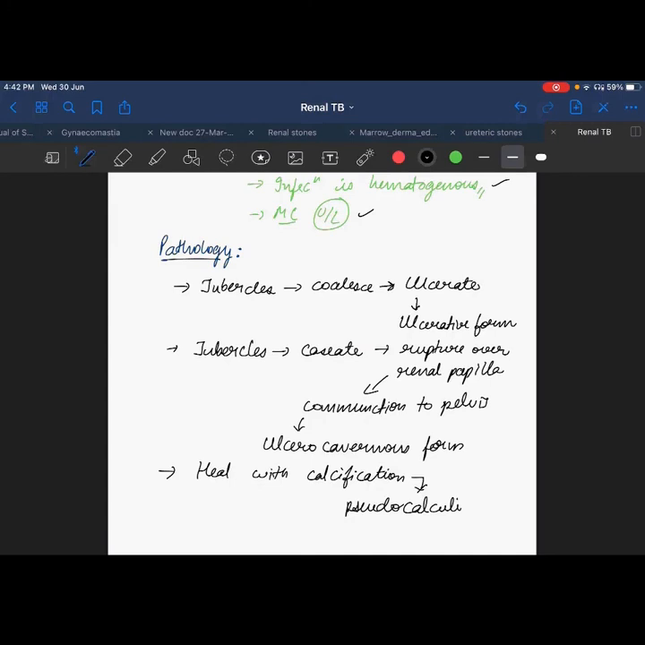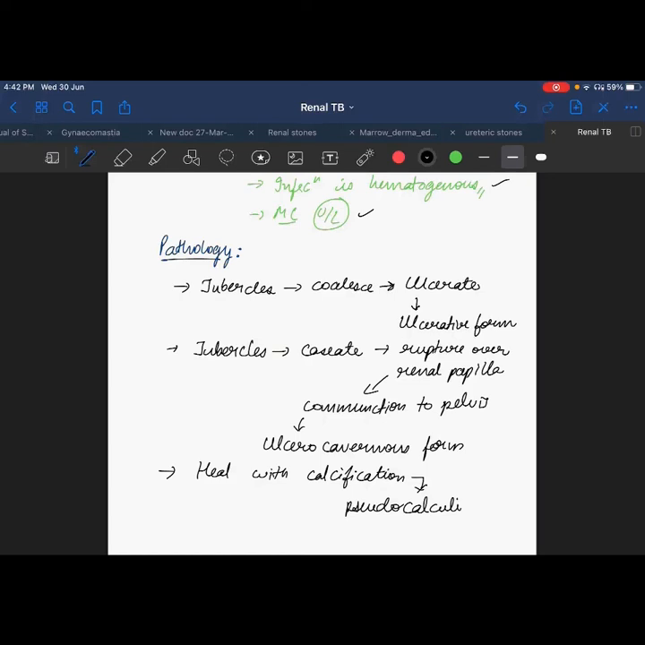Okay, what is the pathology of these tubercular lesions in renal TB? First, due to tubercular infection in the renal parenchyma, there will be formation of tubercles, just like everywhere else. These tubercles coalesce, and finally they ulcerate. This form of the kidney is known as the ulcerative form.